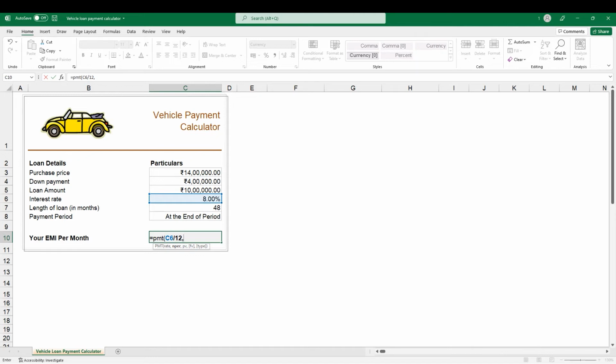Then, number of periods. This is the number of months for completely paying back the loan. In our example, it is 48 months. Further, present value. This is the loan amount. In our example, this is 10 lakh, since Mr. XYZ already paid 4 lakhs as down payment.